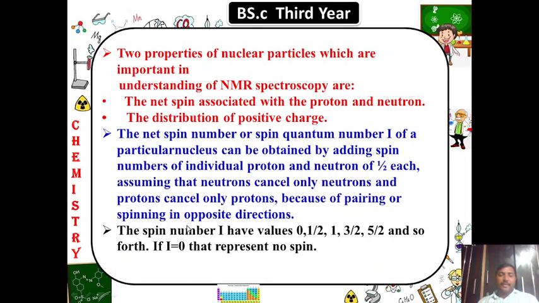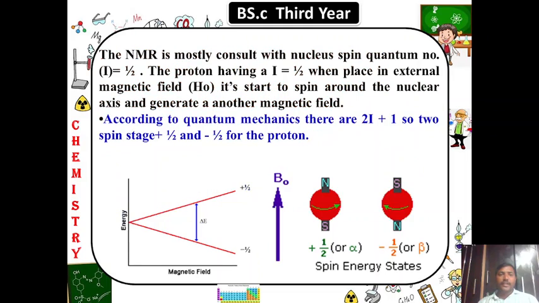The spin number I has values 0, half, 1, 3 by 2, 5 by 2, and so on. If I is equal to 0, that represents no spin, so there is no spin. NMR is mostly concerned with nuclei of spin quantum number I equal to half.